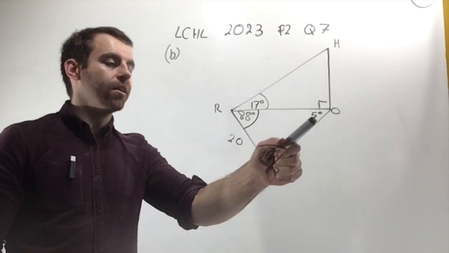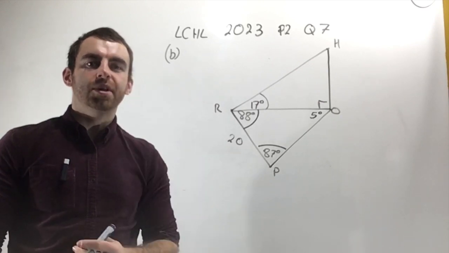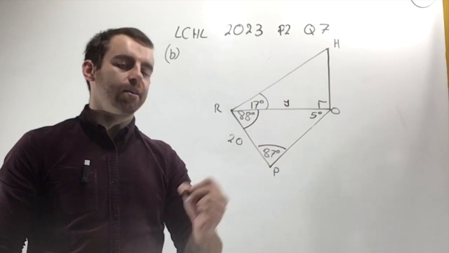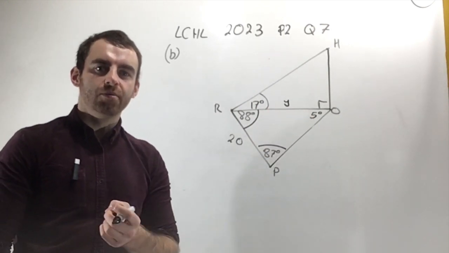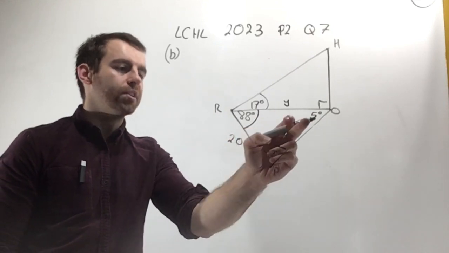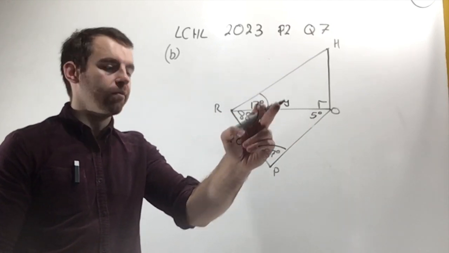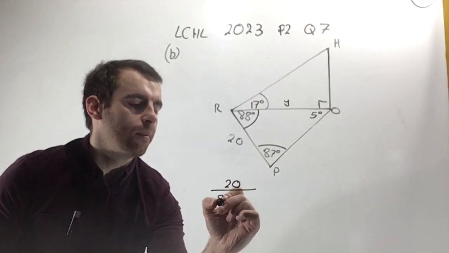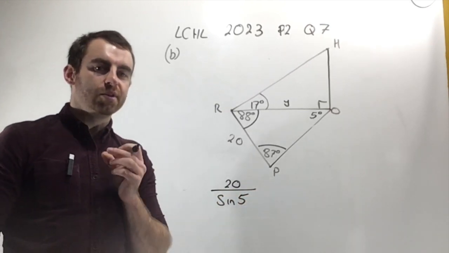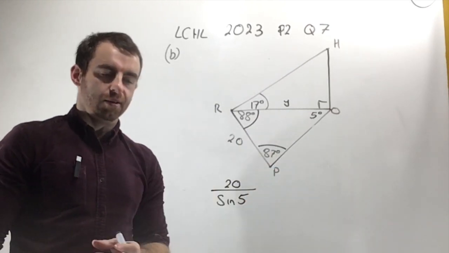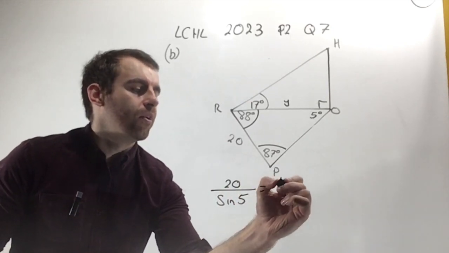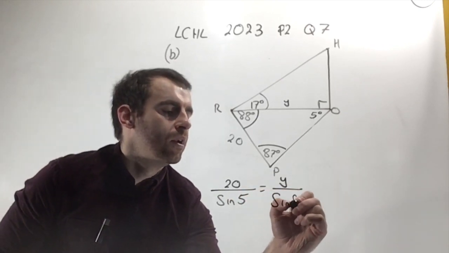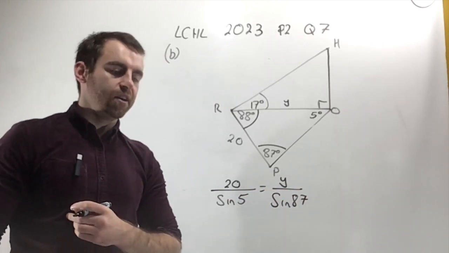So now I have an angle and I know the length of the opposite side, which means I'm going to use the sine rule. I'm going to refer to the distance from O to R as y, and let's try and find y. Remember, the sine rule tells me that a side over the sine of the opposite angle is equal to any other side over the sine of its opposite angle. So the side I'm going to start off with is 20, and the sine of the opposite angle is the sine of 5. I'm using the sine rule because I know a side and its opposite angle, and the piece of information I'm trying to find is y. So the side is y, and the opposite angle is 87. So I'm going to write that as y over the sine of 87.